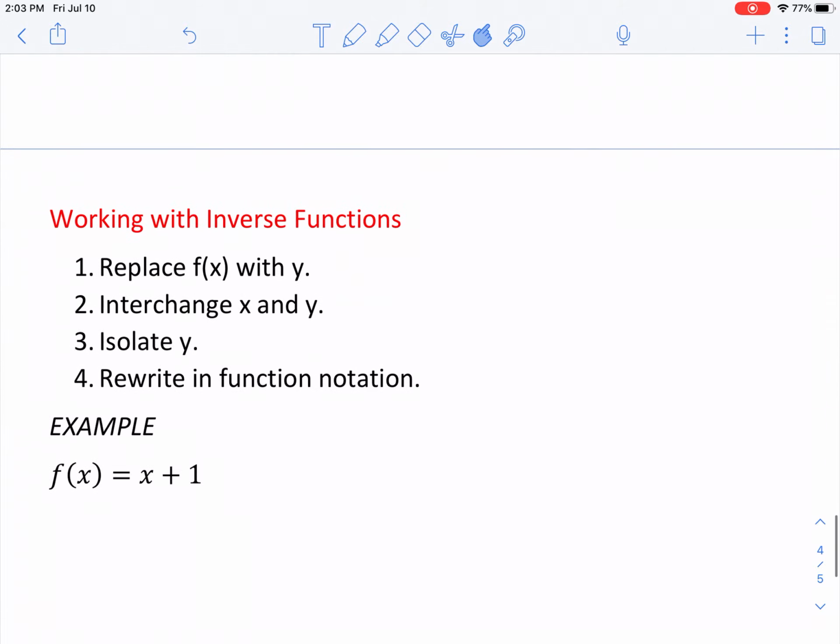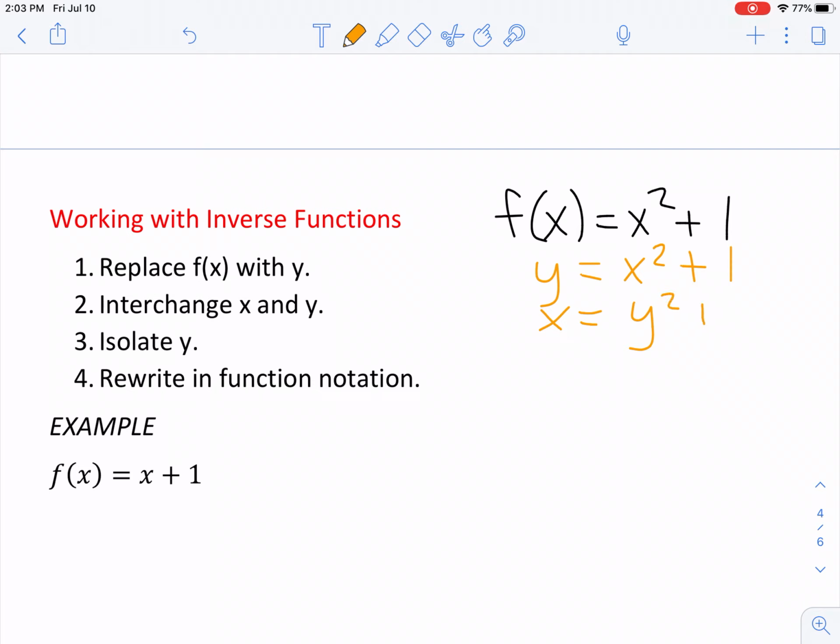Okay, we also have to be able to work with inverse functions because there's some special rules for inverses with composition. So just a quick review, if I have something like f of x equals x squared plus 1, and I want to take the inverse, step 1, I replace f of x with y, so y equals x squared plus 1. I switch the places of x and y, so x equals y squared plus 1.